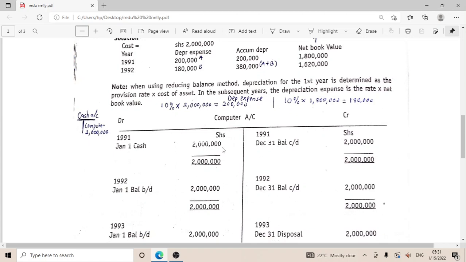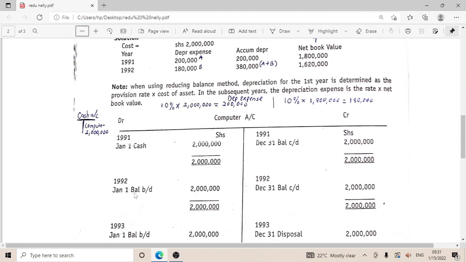Once that is done, on 31st December of 1991 you're going to have a balance carried down. The balance carried down will be the same amount, which is the 2 million. Once you have this balance carried down, you just cross over to the debit side and record that. This amount is going to be your opening balance in 1992.